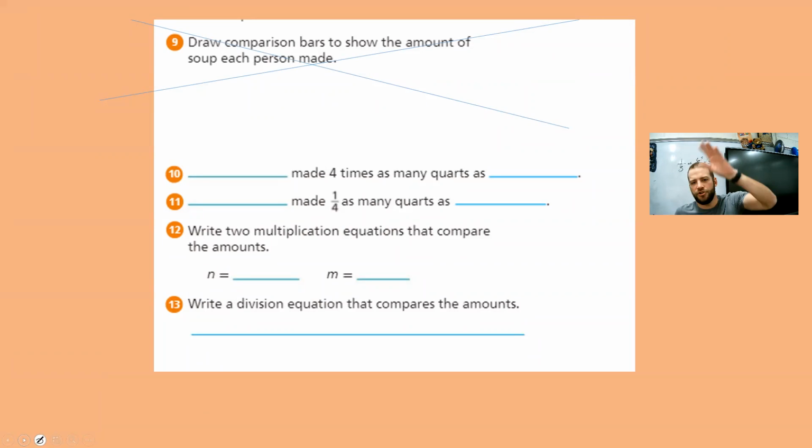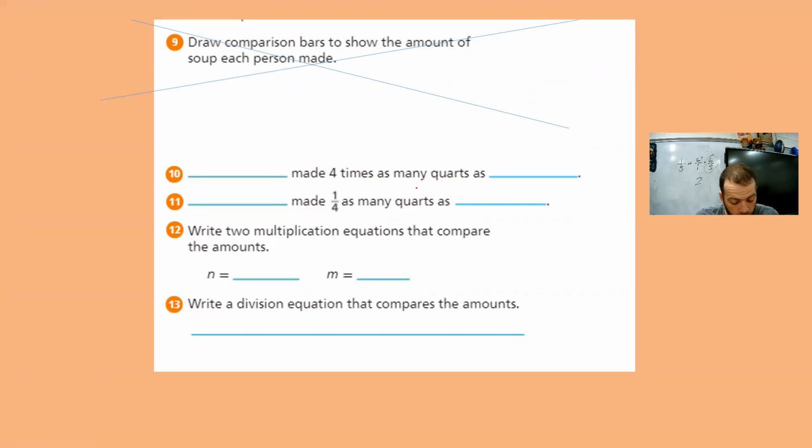All right, we're not going to draw comparison bars. Instead, let's just answer these questions. Blank makes 4 times as many quarts as blank. So let me look at number 10 because I did not do a wonderful job putting this on the PowerPoint. So let's look at it real quick. It says blank makes 4 times as many quarts as blank. Well, Natasha makes 12 quarts and Manuel makes 3 quarts, right?